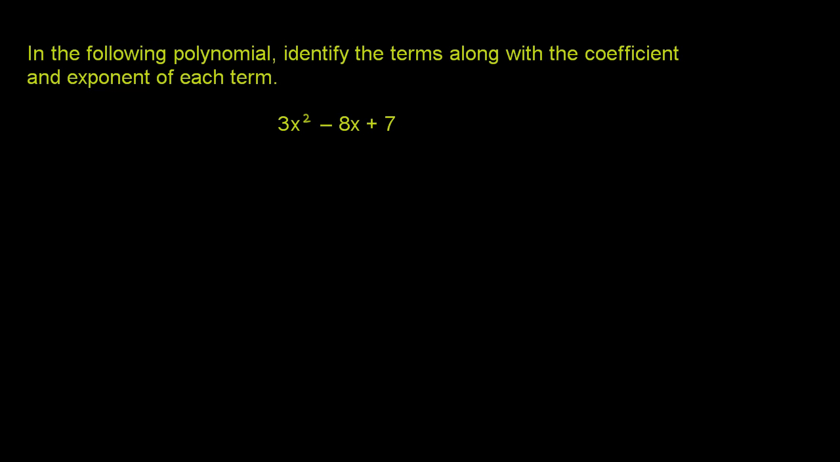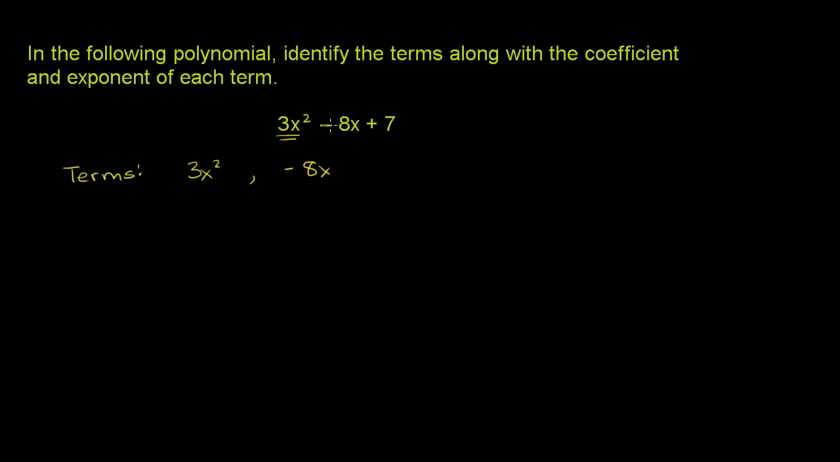In the following polynomial, identify the terms along with the coefficient and exponent of each term. So the terms are just the things being added up in this polynomial. So the terms here, let me write the terms here. The first term is 3x squared. The second term, it's being added to negative 8x.